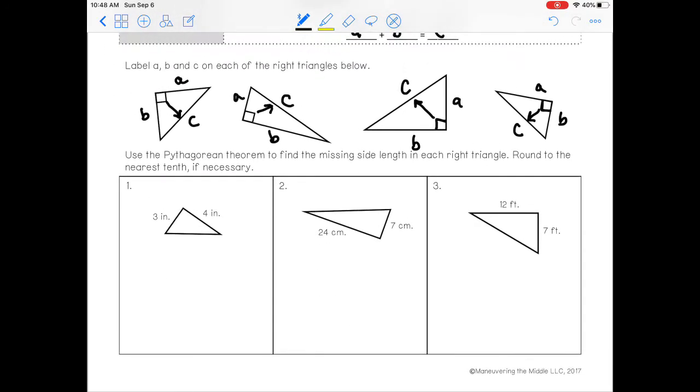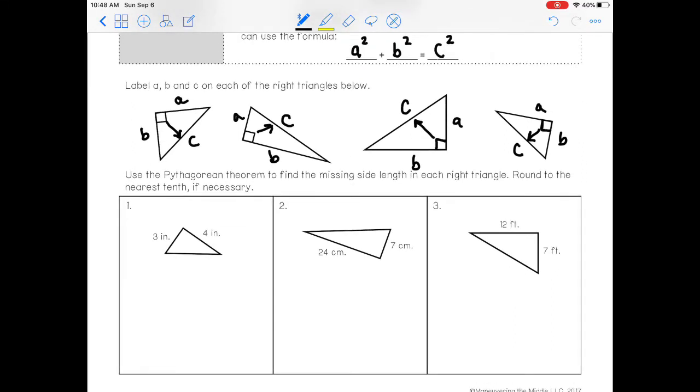Now we're going to do some practice problems. So we're going to use the Pythagorean theorem to find the missing side length in each right triangle. And we're going to round to the nearest tens if we have to. So we're going to use the formula a squared plus b squared equals c squared.